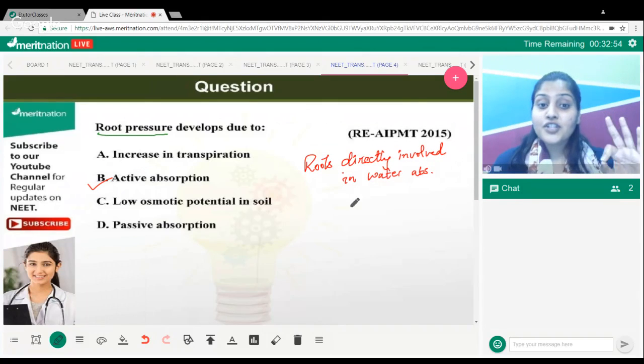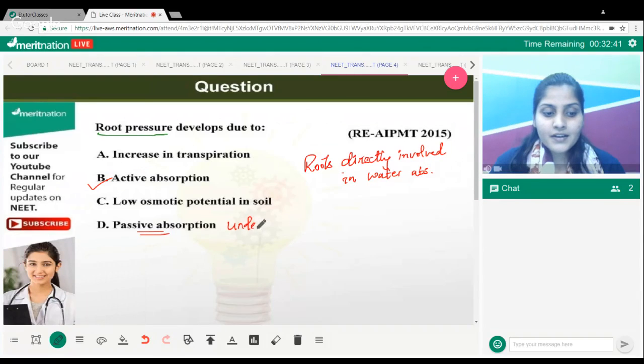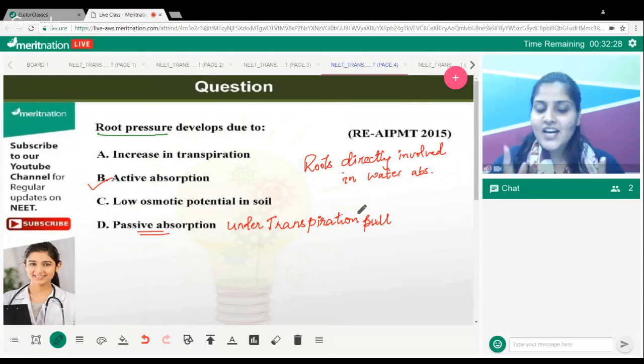When transpiration pull is pulling the water, when transpiration force is pulling the water, at that time, roots are doing it passively, okay? Roots are doing passive absorption under transpiration pull. Keep this in mind, okay? But when there is no transpiration pull, that is during the night time, during the evening time, at that time, roots will be involved in active absorption. And that is when the root pressure develops.